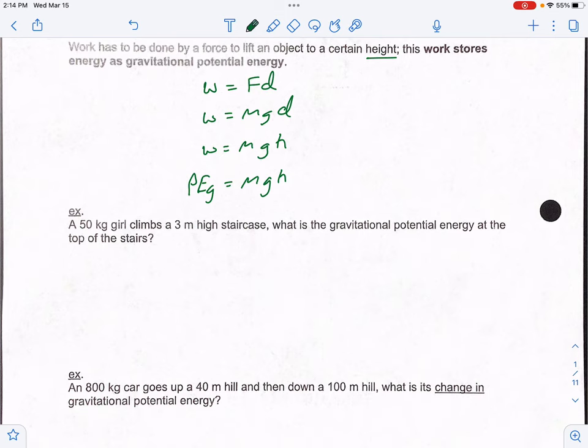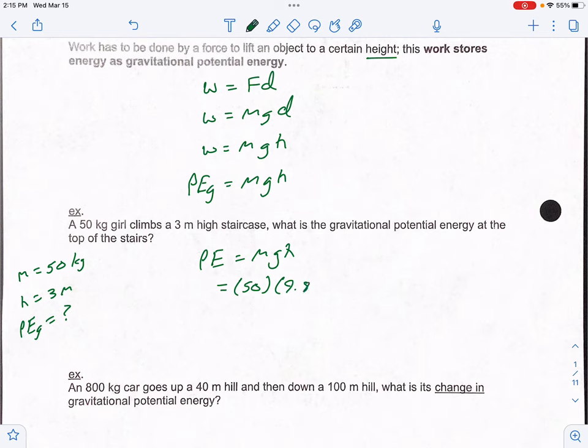We have a 50 kilogram girl, so our mass is 50 kilograms, who climbs a 3-meter high staircase, so my height is 3 meters. What is the gravitational potential energy at the top of the stairs? I am looking for potential gravitational energy. We know our equation now, so remember PE equals mgh. My mass is 50, gravity is 9.8, and height is 3 meters. Multiply that all out, and my total potential energy is 1,470 joules. That is how much energy she has built up when she gets to the top of the staircase.